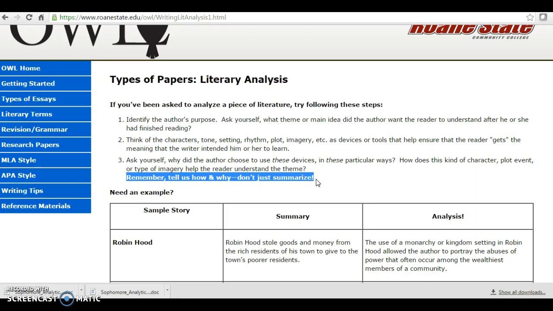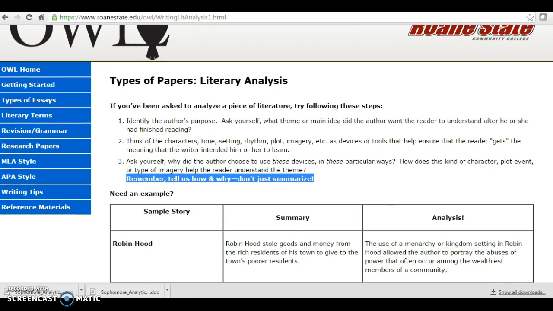Say if you're summarizing the plot of the story, sometimes your teachers might ask you to do that. Or at the end of an analytic essay, you might summarize your own points. But for the most part, you're analyzing or interpreting, and you're asking how and why, not what.